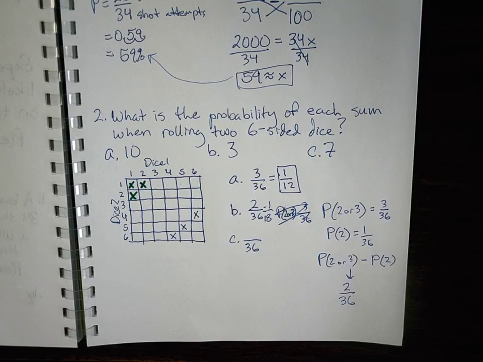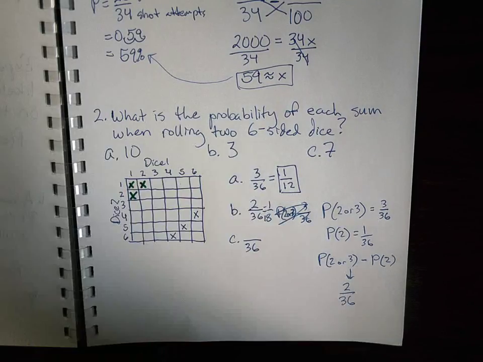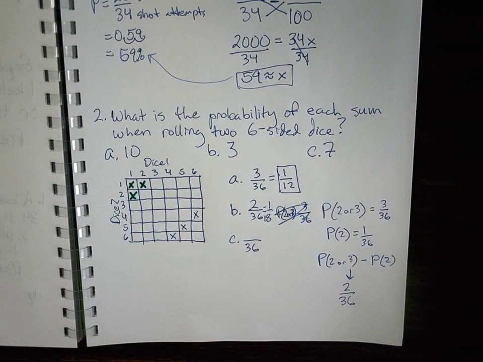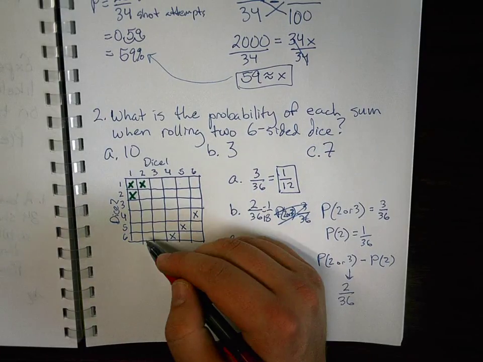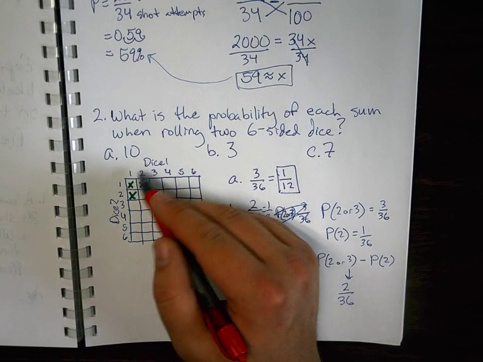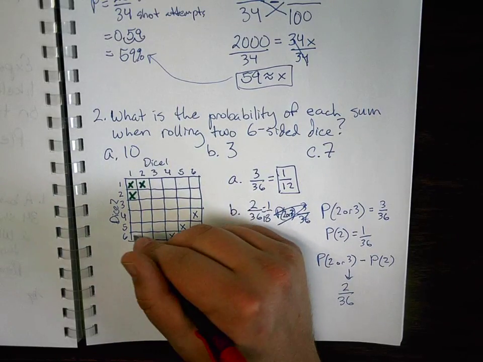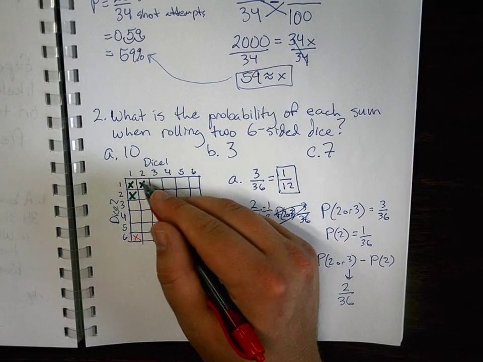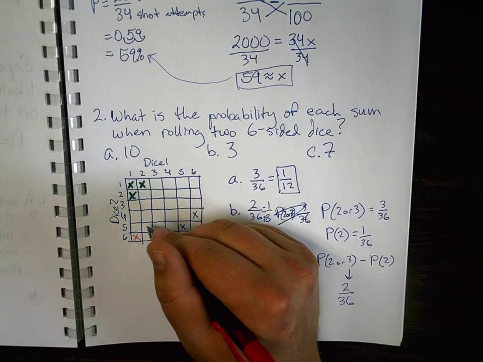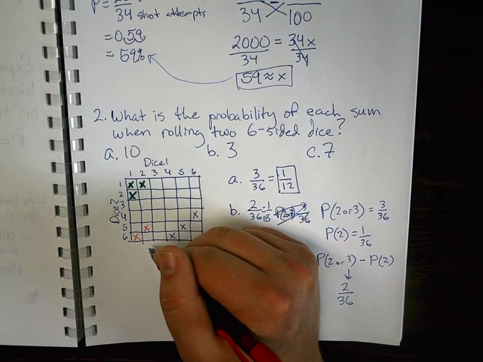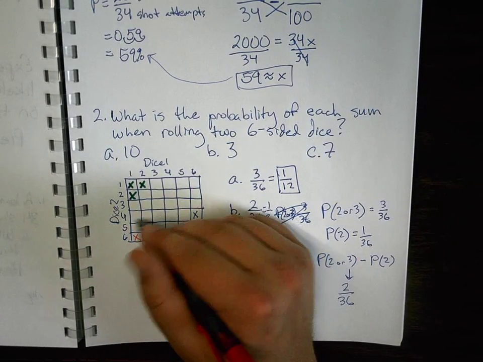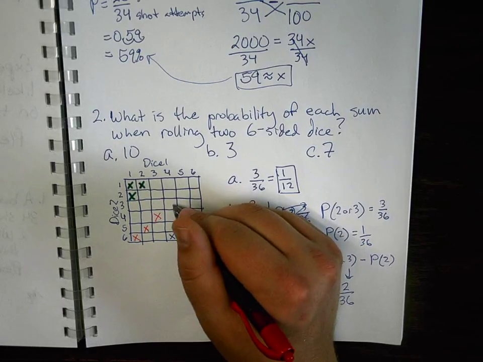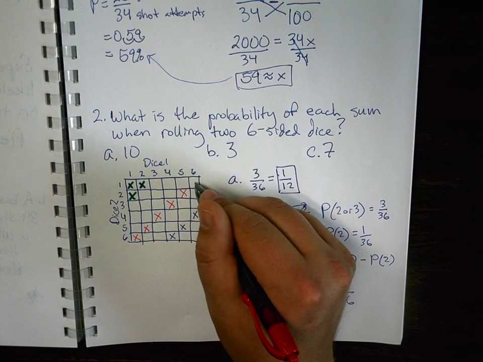All right, so C. The probability of rolling a sum of 7. The nice thing about this is that we can roll a 1 on dice 1 and a 6 on dice 2. We can roll a 2 on dice 1 and a 5 on dice 2. We can roll a 3 and a 4, 4 and a 3, 5 and a 2, and a 6 and a 1.